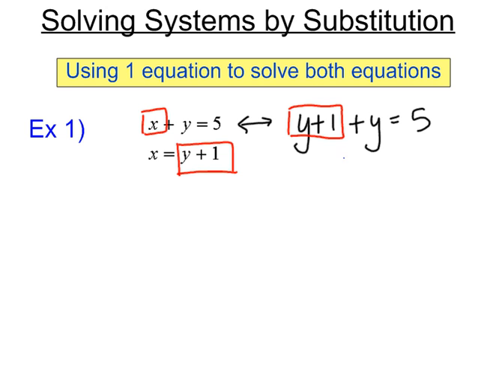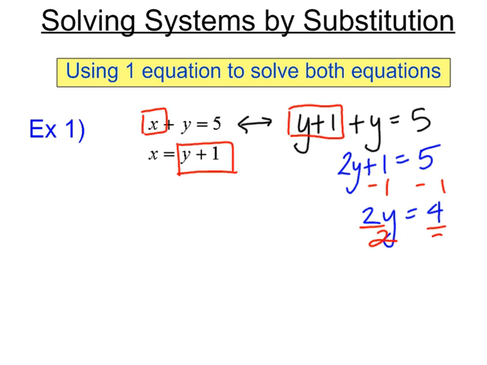2y plus 1 equals 5. Then I would just solve. Subtract 1 from both sides. I'd end up with 2y equals 4. Then divide both sides by 2. And find out that y equals 2.